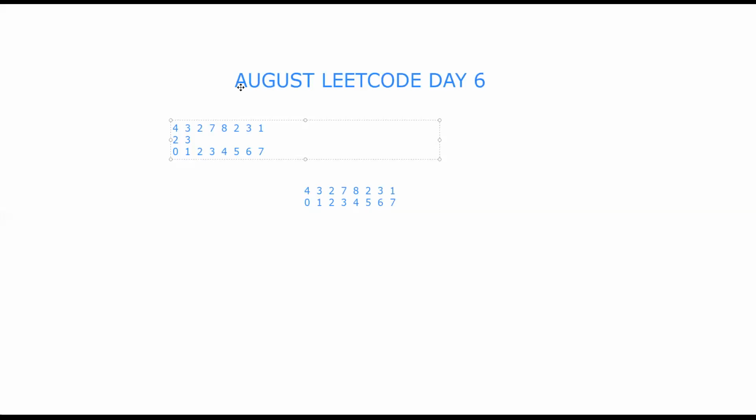We are given an array, and in that array, some elements are repeating exactly twice. So our job is to find what are the elements that are repeating exactly twice. It's a very simple problem. Even if you don't know coding, you can do this problem very easily.